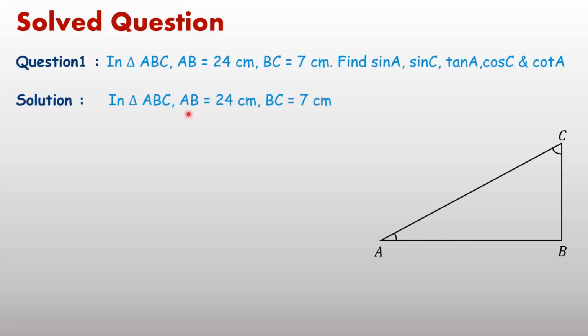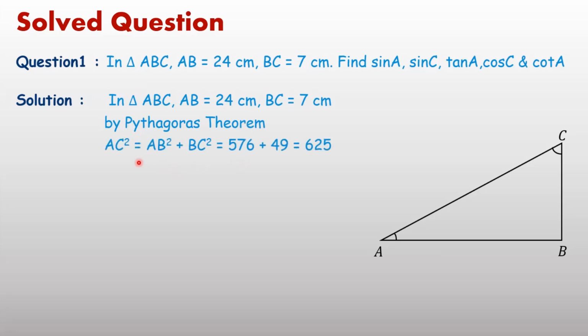In triangle ABC, since it is given that AB equal to 24 and BC equal to 7 cm, we can apply Pythagoras theorem and find the measurement of the third side, that is the hypotenuse. AC square equal to AB square plus BC square. AB square means 24 square is 576, plus BC square means 7 square 49, equal to 625. Therefore AC equal to 25 cm.